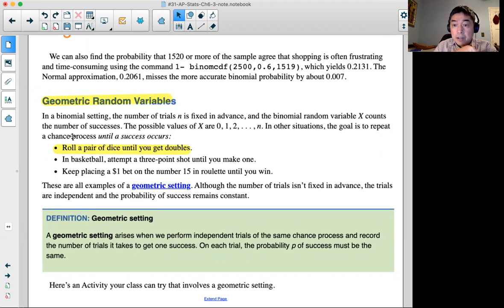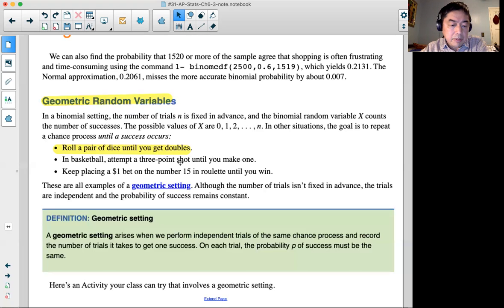The other example is a basketball player attempting a 3-point shot until they make one. Or keep placing a dollar bet on the number 15 on a roulette wheel until you win. Okay, this is called a geometric setting.